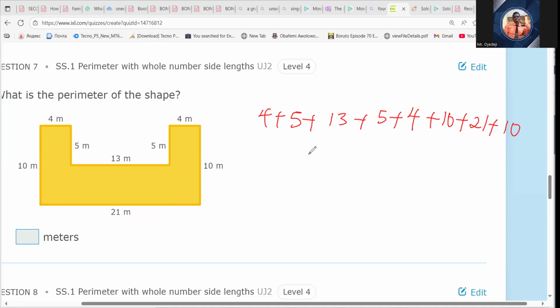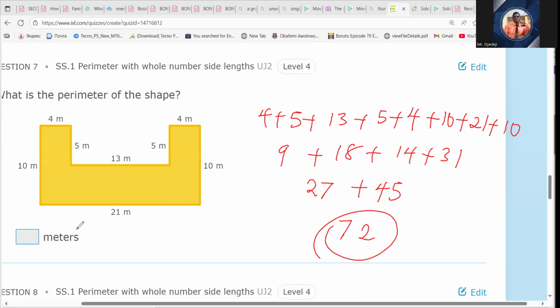So 4 plus 5 is 9. 13 plus 5 is 18. 4 plus 10 is 14. 21 plus 10 is 31. 9 plus 18 is 27. 14 plus 31: 1 plus 4 is 5, 3 plus 1 is 4. Then 5 plus 7 is 12, remainder 1. That's 6, 5 plus 1 is 5. 4 plus remainder 1 is 5, plus 2 is 7. Final answer.